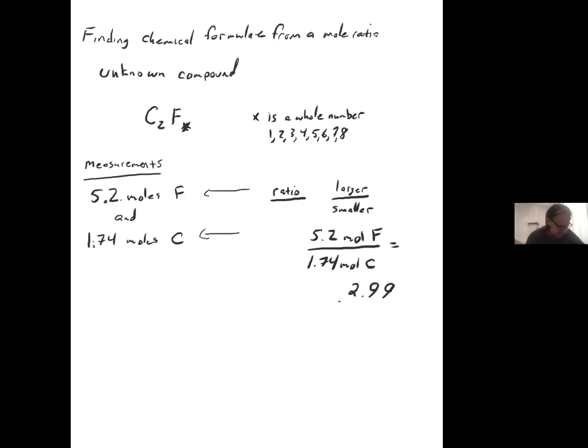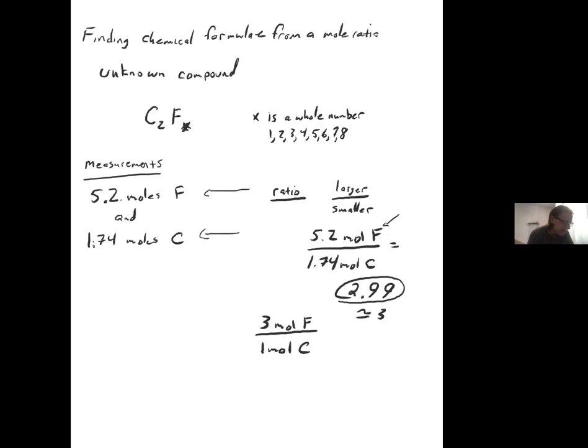So what that's telling me is that for every mole of carbon, you have 2.99 times as much fluorine. Fluorine's on the top. That ratio is really close to 3. So I'm just going to round it to 3. And what that tells me is that you have 3 moles of fluorine for every 1 mole of carbon. Right? That's what that ratio is telling you.